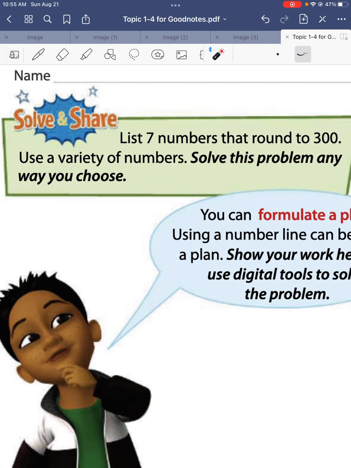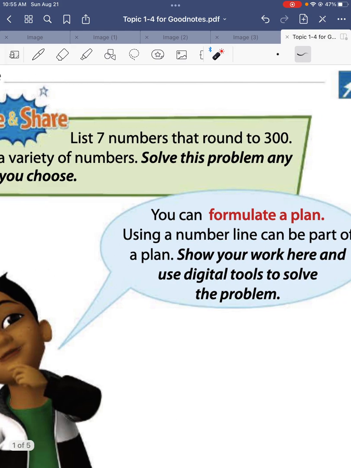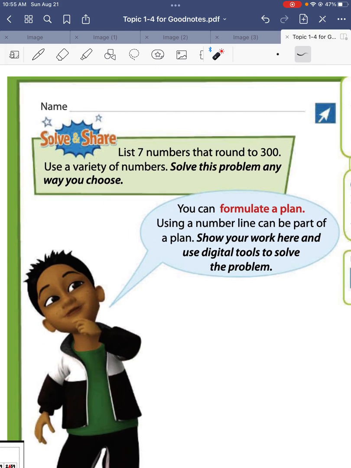Okay, so it says list 7 numbers that round to 300. Use a variety of numbers, solve this problem any way you choose. Okay, so they want us to list 7 numbers that round to 300.